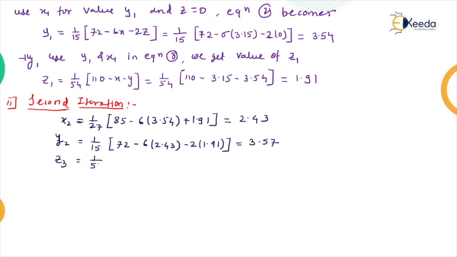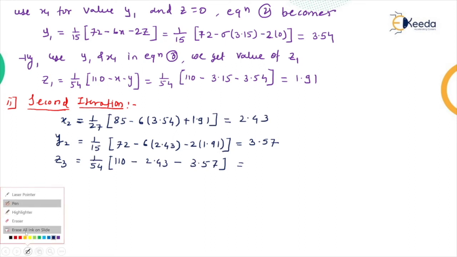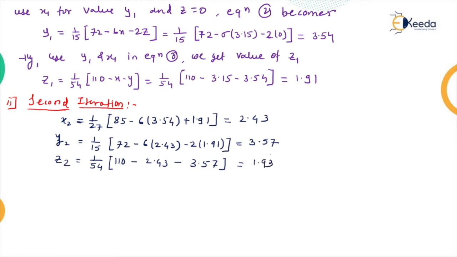Now also you have to take the value for z, keeping the recent iteration values of x and y. So z is 1 by 54 times 110 minus the recently calculated value of x, 2.43, minus the recent value of y, which is 3.57. After the calculation you get the value of z2, not z3, because the second iteration is going on. So z2 is 1.93. So this is the second iteration of values for x, y and z as x2, y2 and z2.